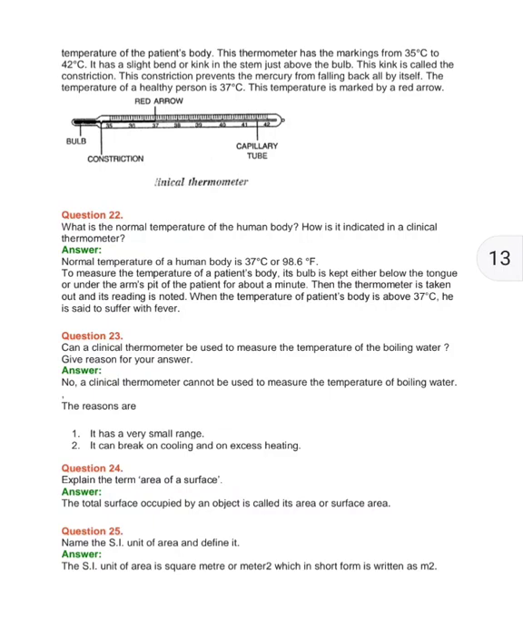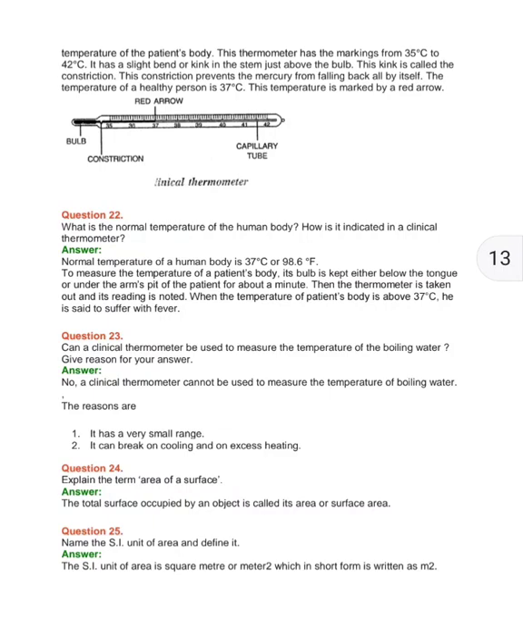Next is question 22. What is the normal temperature of the human body? How is it indicated in a clinical thermometer? Answer. Normal temperature of a human body is 37 degrees Celsius or 98.6 degrees Fahrenheit.